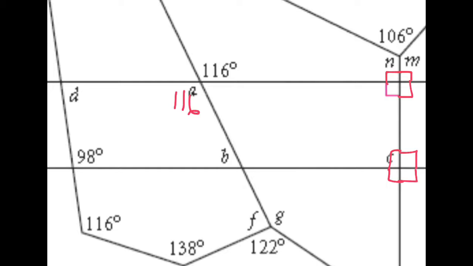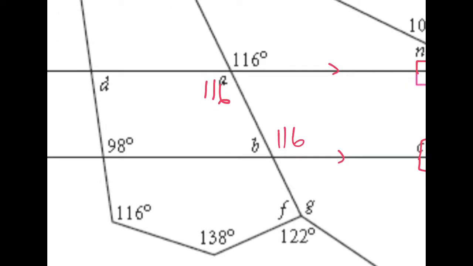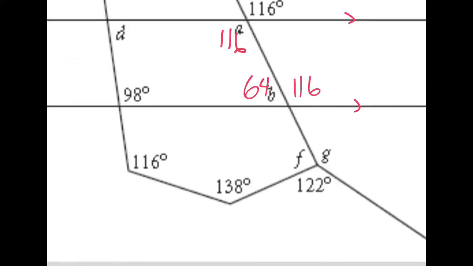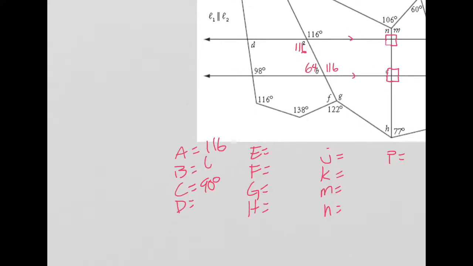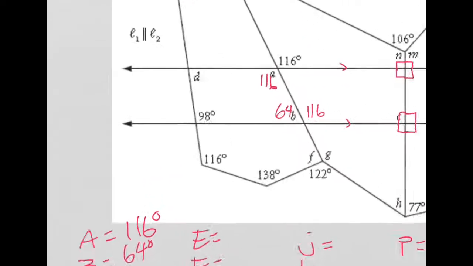We know that if that A is 116, then this angle right here is also 116 because we are dealing with these lines being parallel, and those are alternate interior angles. So that tells us then that B is going to be 180 minus 116, which is going to be a 64. So I'm going to go ahead and say that B is 64 degrees. What can I now say then?